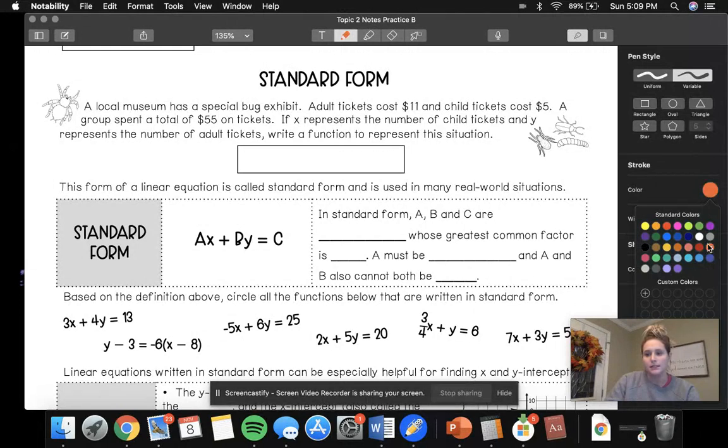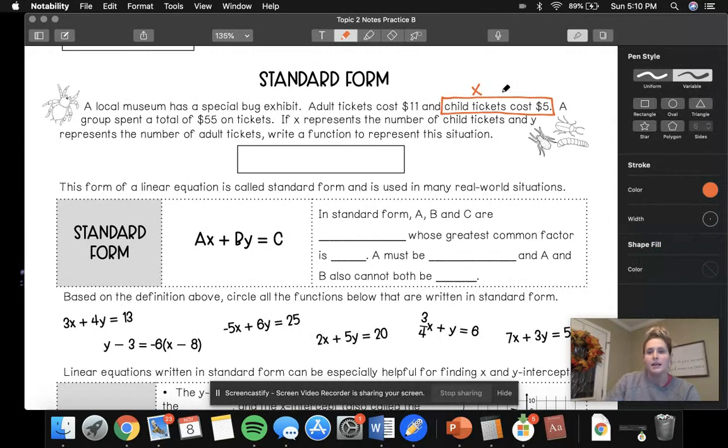So in this case, X is representing child tickets. And so we know that for every child ticket X, it costs $5. So 5 for every X number of tickets. Then we also know what the other variable represents, which is your Y variable, and that represents your adult tickets. So adult tickets cost $11 each. So for every $11, you get an adult ticket.